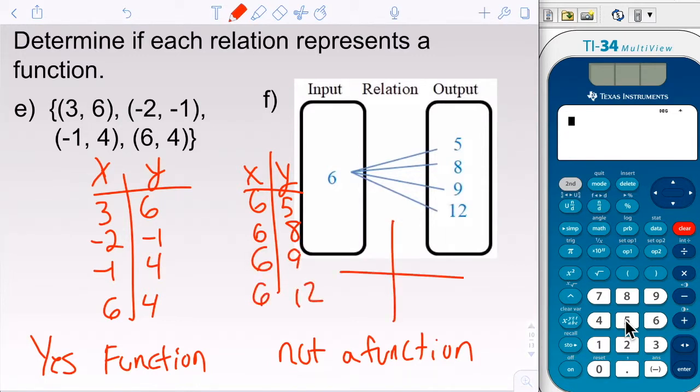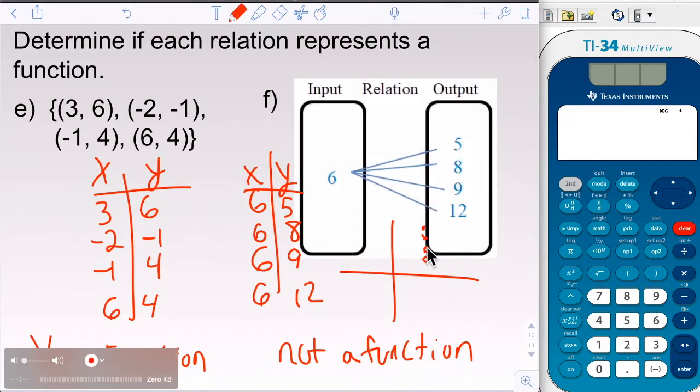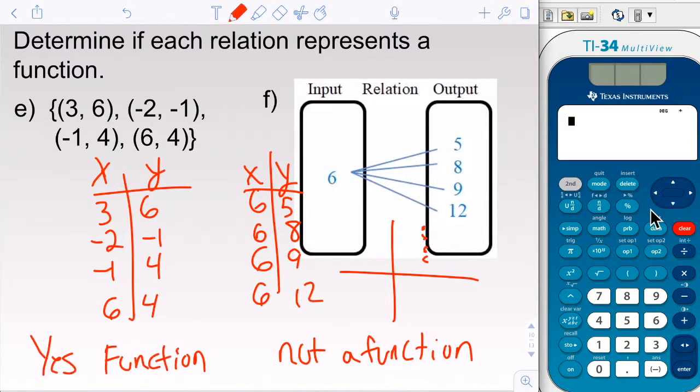In fact, the graph of this would be boom, boom, boom, boom. Like all of these points are just completely vertical of each other. They all have the same x value, different y values. This is a vertical line. It fails the vertical line test everywhere. Well, everywhere that there's values. Okay, this is not a function.